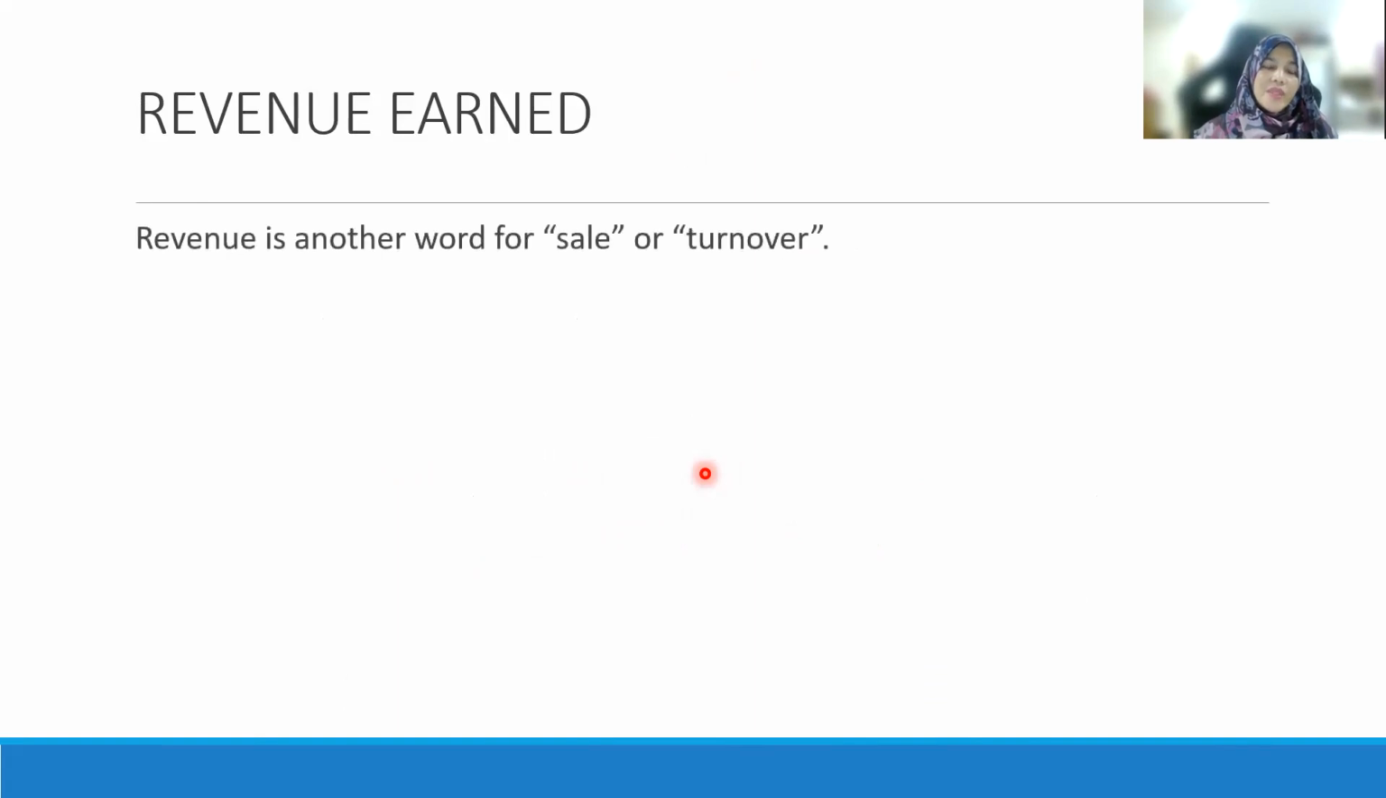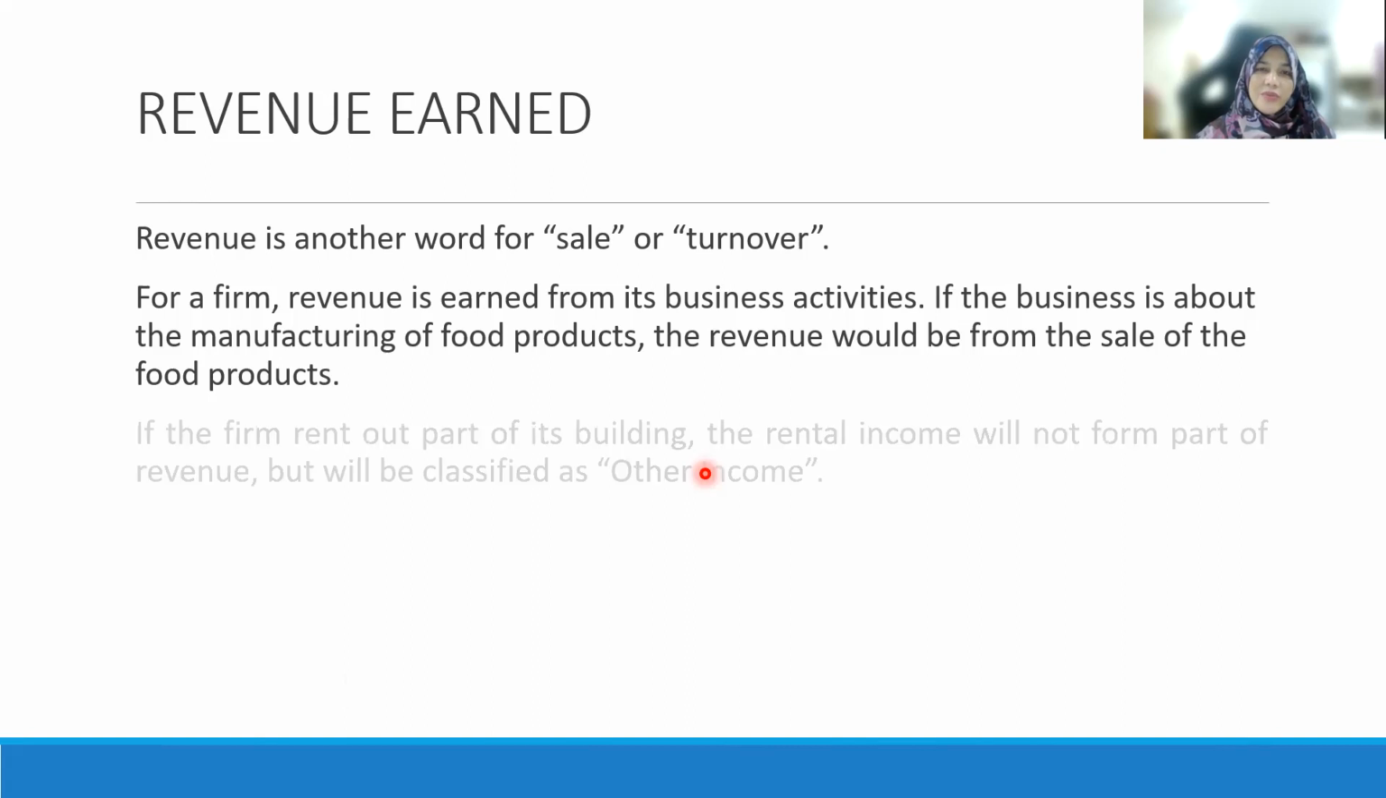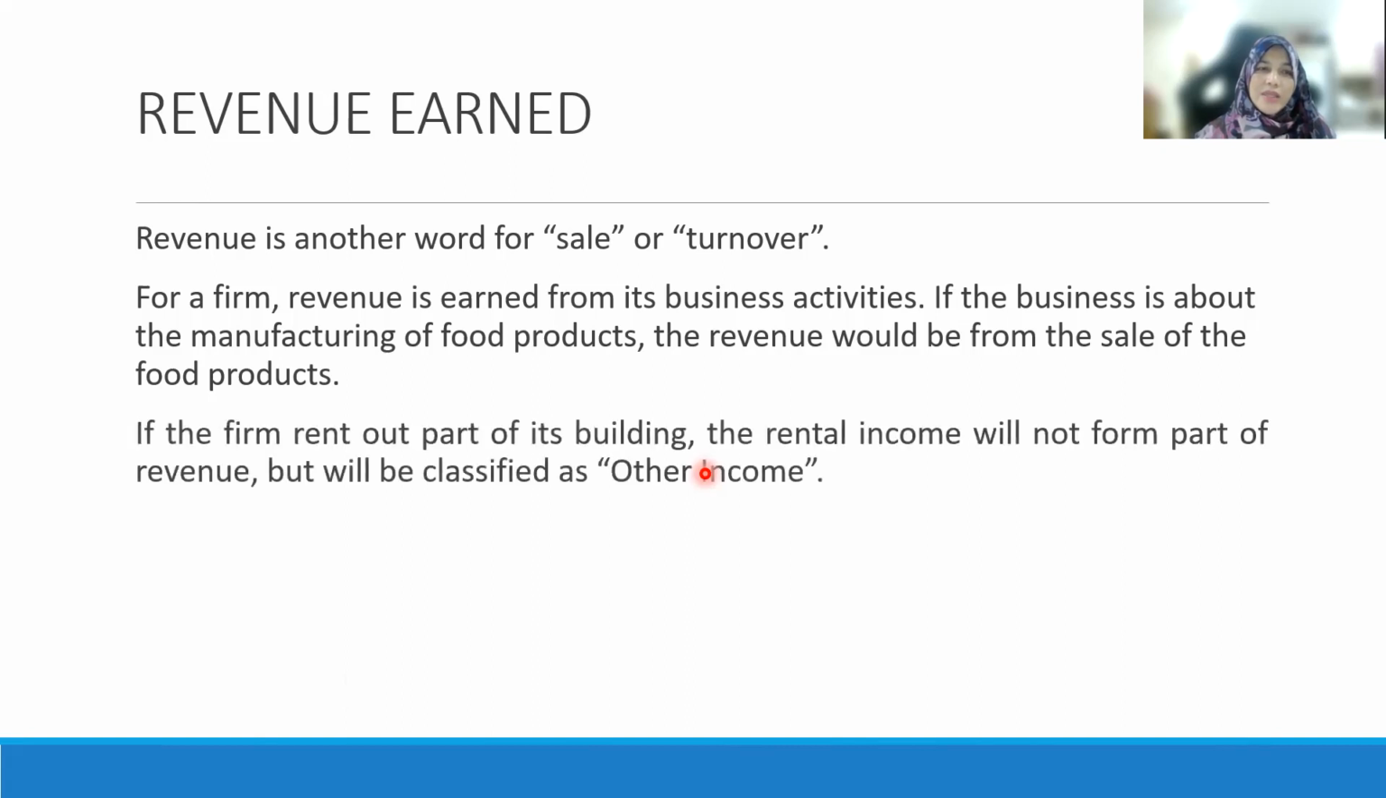Revenue earned. Revenue is another word for sale or turnover. So for a firm, revenue is earned from business activities. If the business is about manufacturing of food products, then the revenue would be from the sale of food product. Yes, but if the firm rent out part of its building, the rental income will not be part of revenue, but it will be classified as other income.